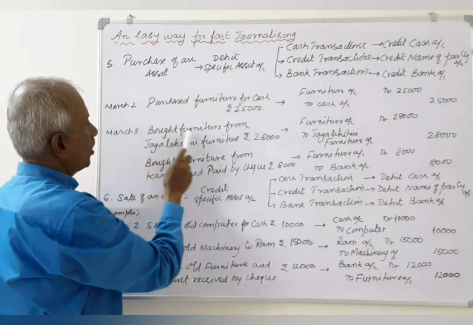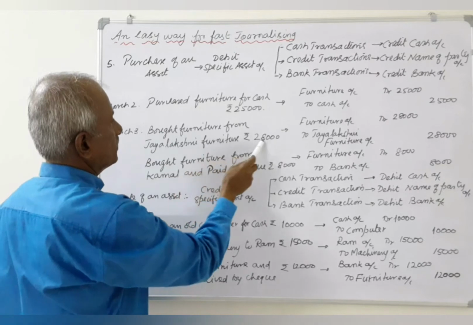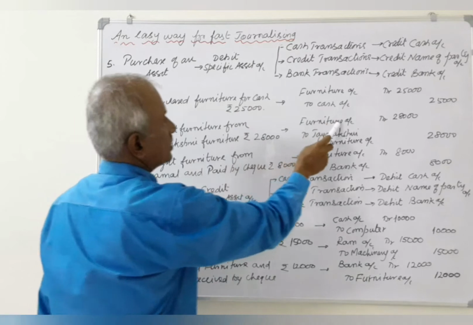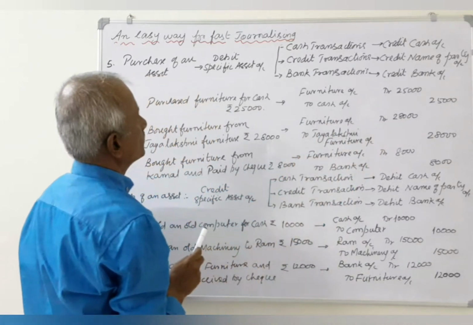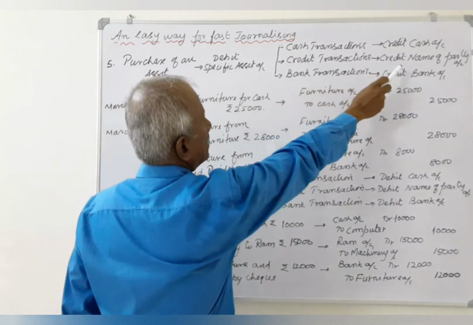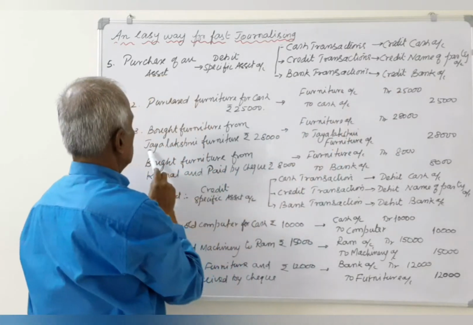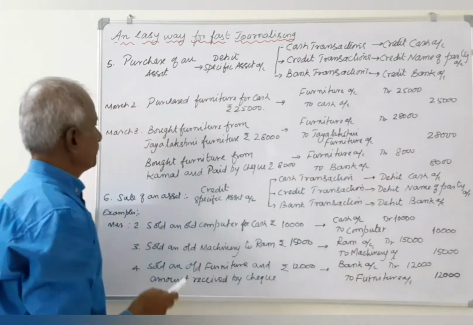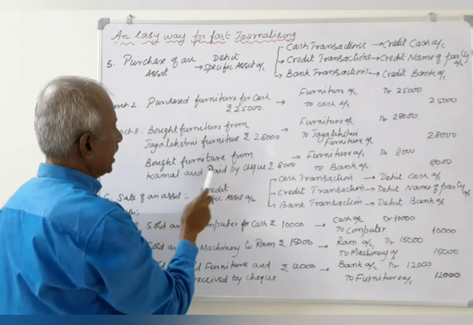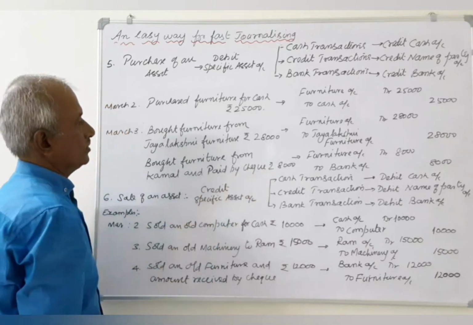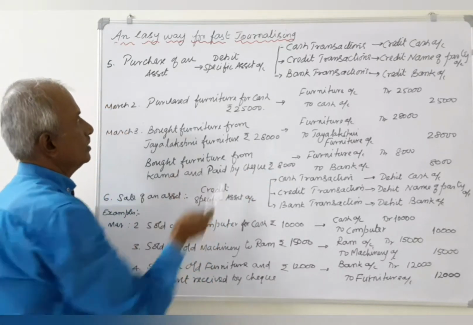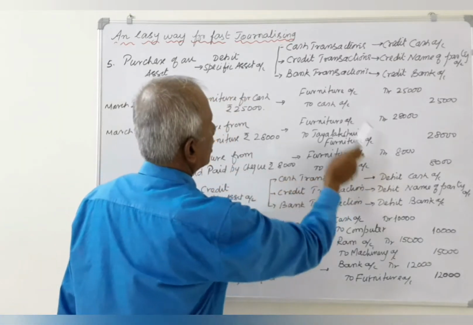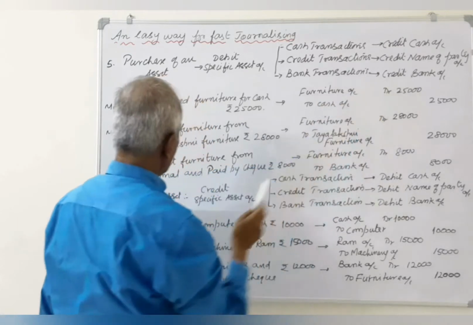March 3rd, bought furniture from Jayalakshmi Furniture rupees 28,000. Debit specific asset furniture. So furniture account debtor 28,000. Credit transaction, credit name of the party, Jayalakshmi Furniture. So to Jayalakshmi Furniture 28,000. Bought furniture from Kamal and paid by cheque rupees 8,000. This is a bank transaction. Debit specific asset, furniture account. So furniture account debtor. Bank transaction, credit bank account.